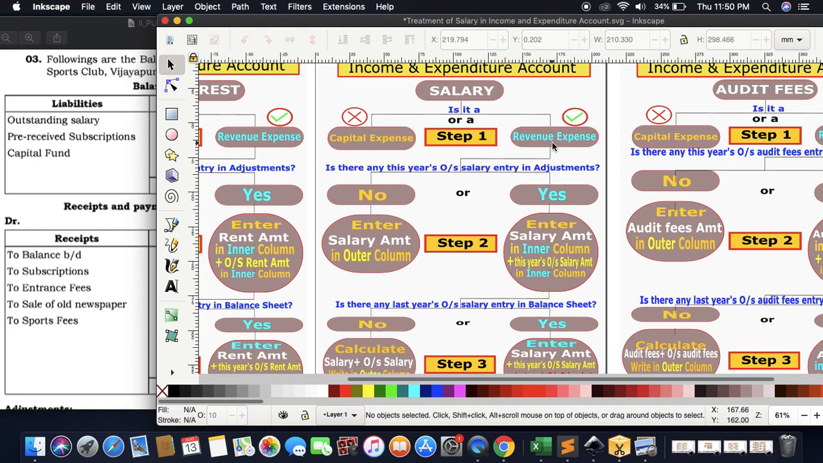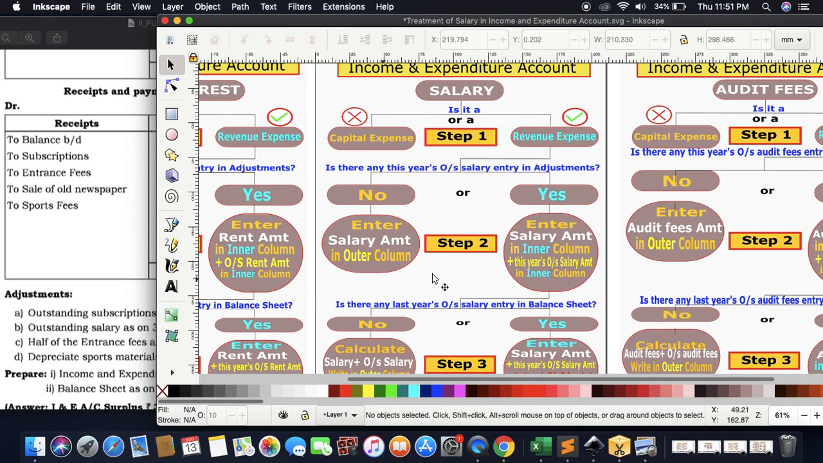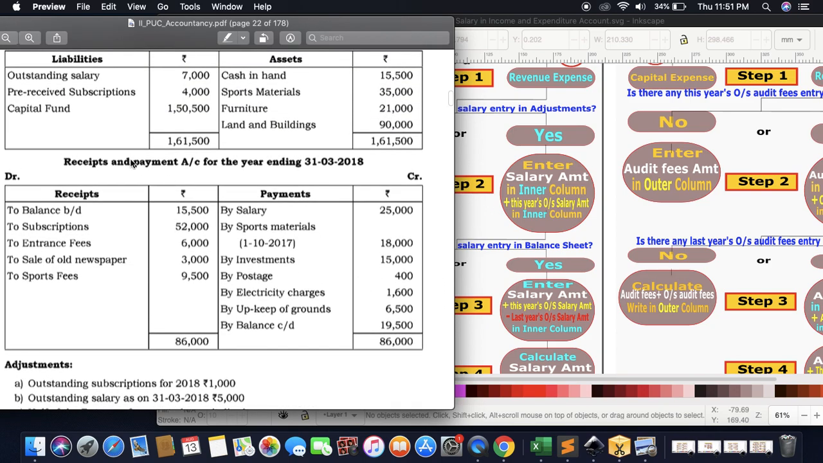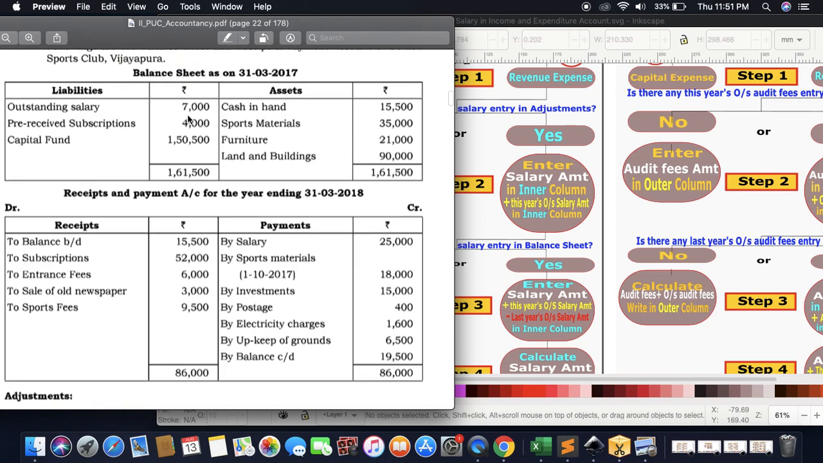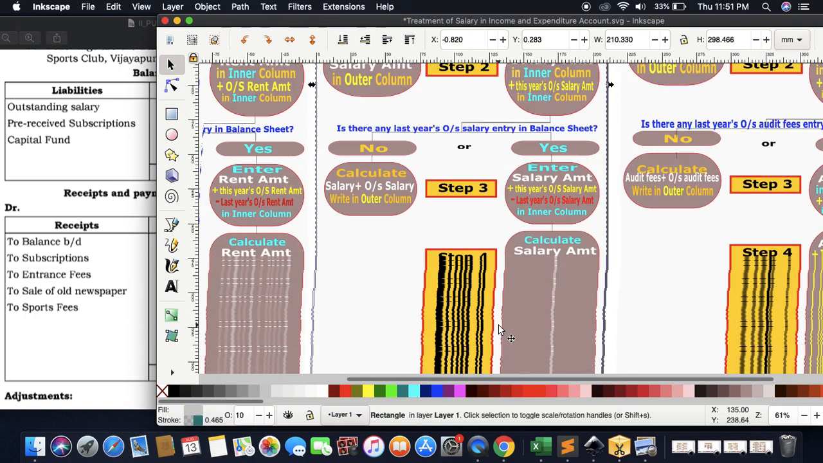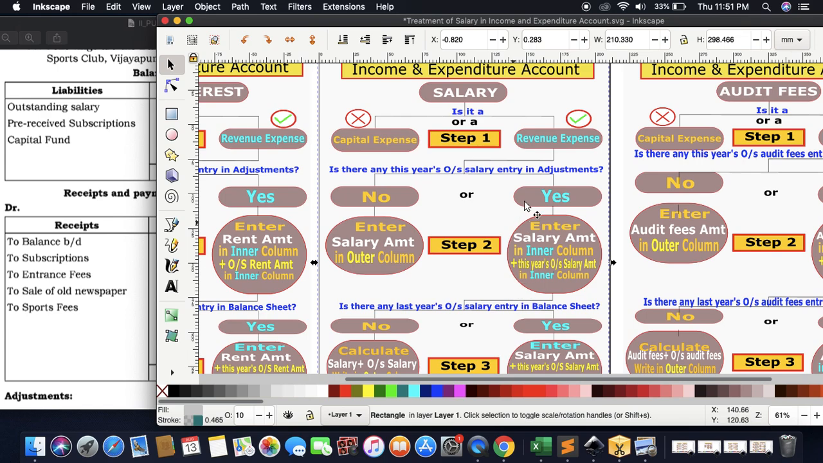So basically, it's a revenue expense. Is there any outstanding salary account? Yes, there is. We see it here, and then we write this in the inner column and add this 5,000 to that salary, and then we go up and see in the balance sheet for the last year if there is. That's the third step, minus last year's outstanding salary, and then finally we calculate and write in the outer column. I hope by now you have understood this. So the next one, we will do it in the next video.